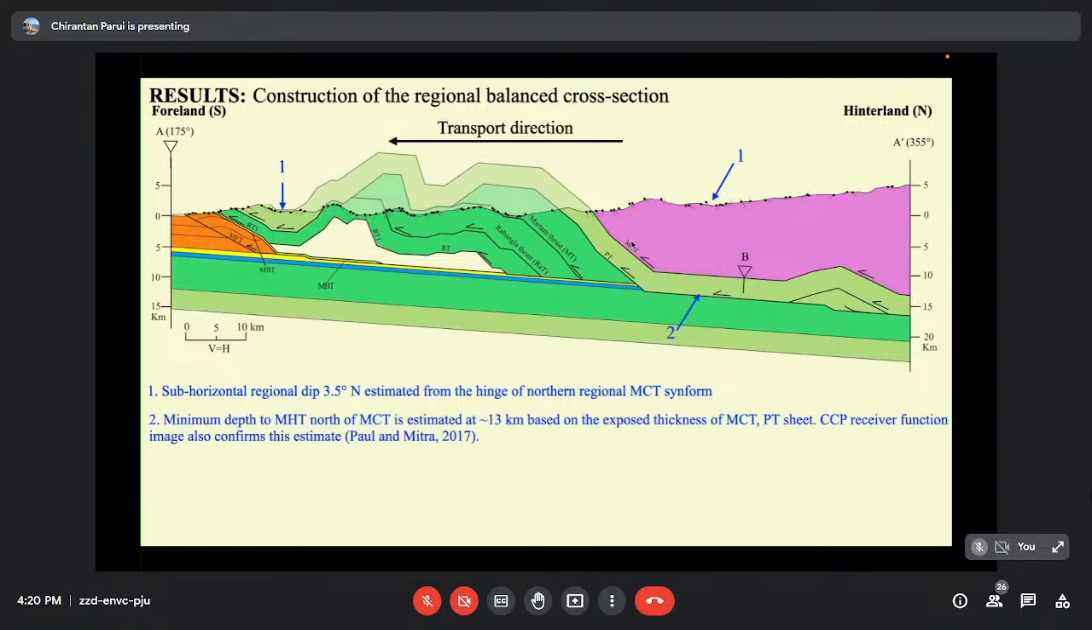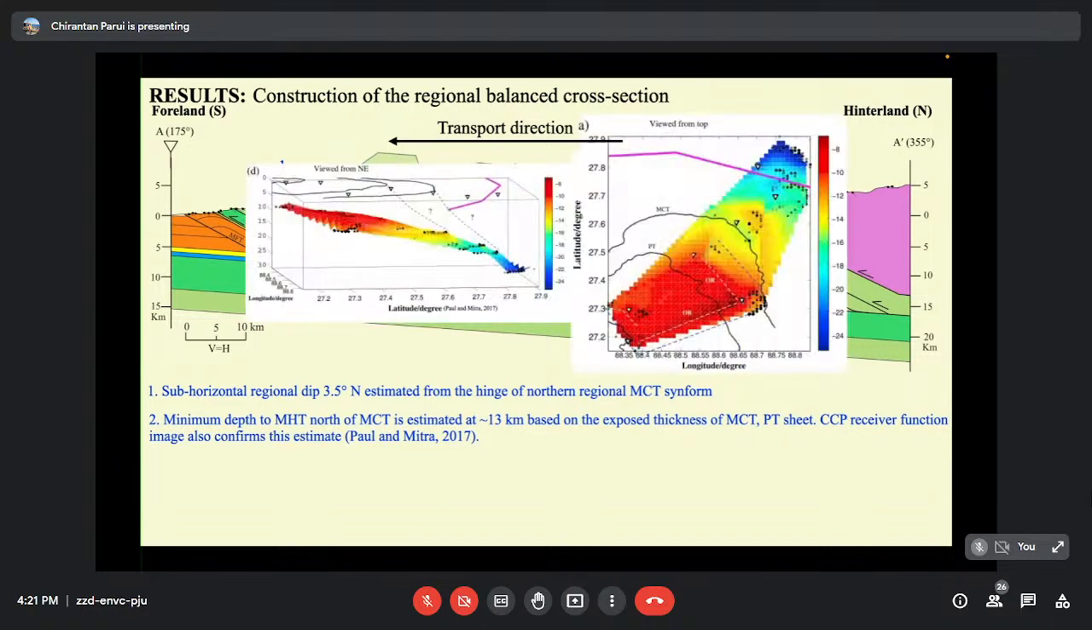Based on the exposed thicknesses of the MCT and the PT, I determined the depth to the detachment, to the décollement over here, to be 13 kilometers. Additional evidence is coming from the CCP receiver function images.